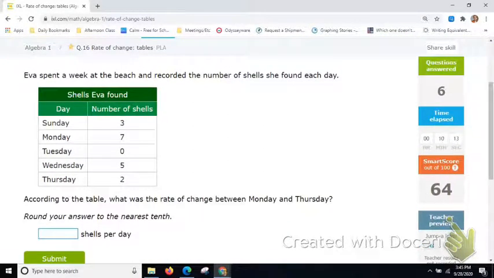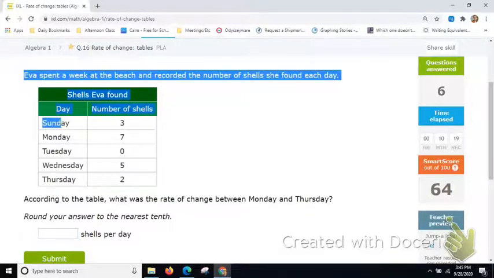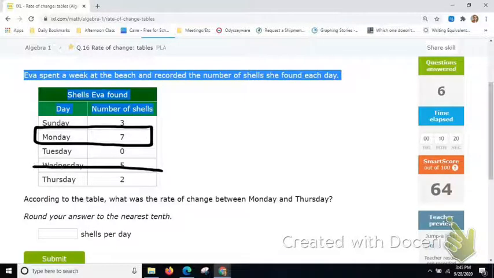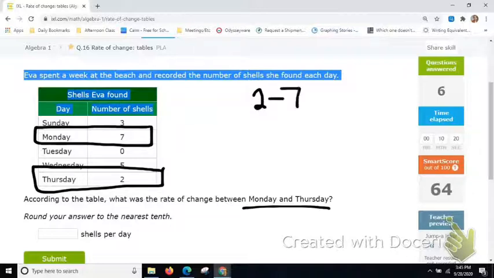So we want to know the rate of change between Monday and Thursday. So here's Monday. Here's Thursday. I don't worry about what happened the other days. I only worry about these two. The second one goes first. So 2 take away 7. And that makes sense because that tells us it's gone down 5. Now, you might just do 7 minus 2 and then say it got lower, so I know it's -5. That works too. And then how many days?